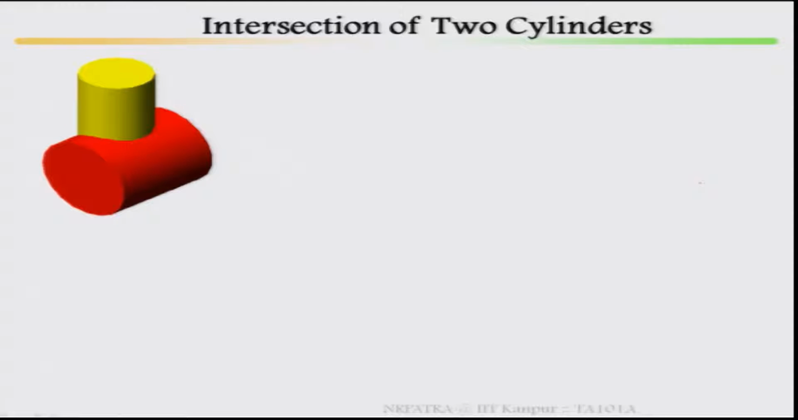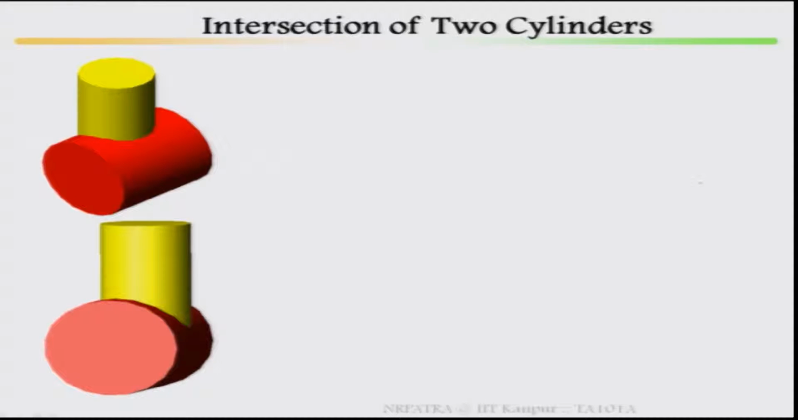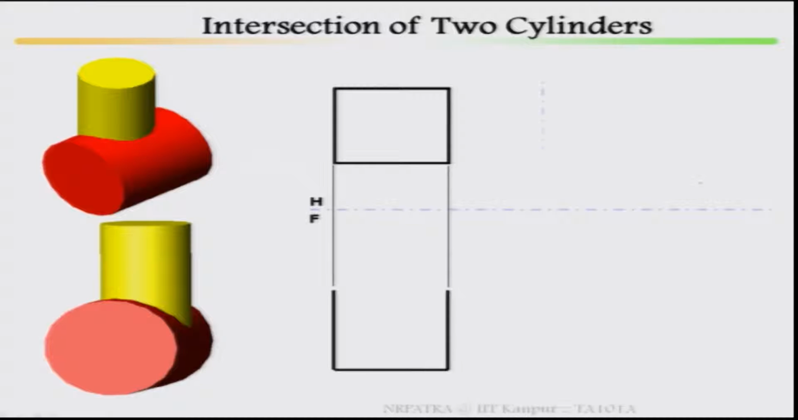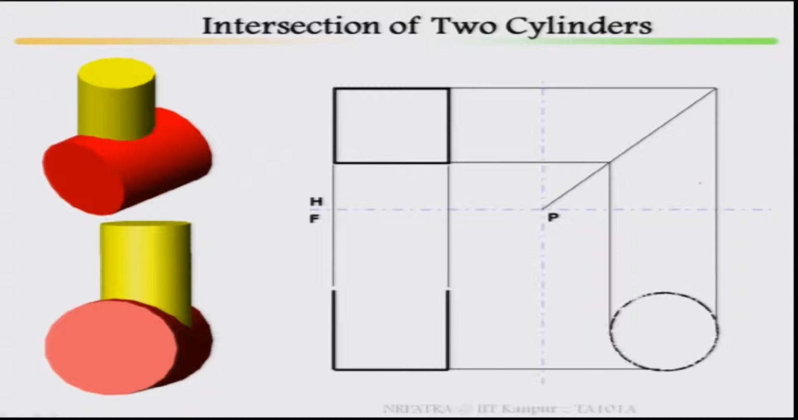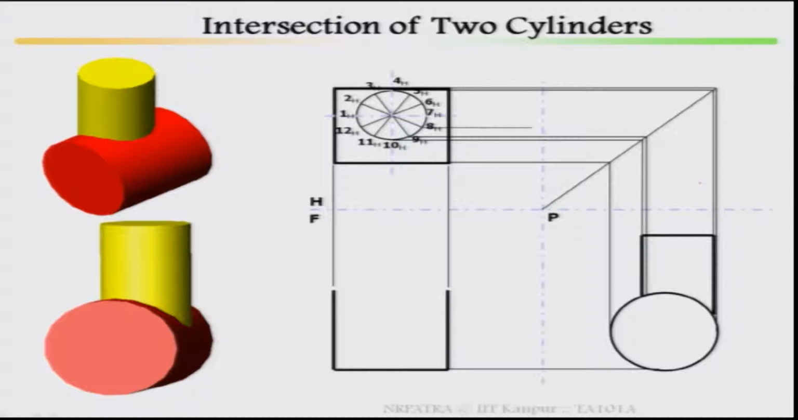Next example is the intersection of two cylinders. Look here, there is one cylinder, and then another cylinder is going inside. I rotate it, and then how does it look? Then take it, finish it. This is your top view, this is your front view, and this is your side view. Front view I have not drawn.